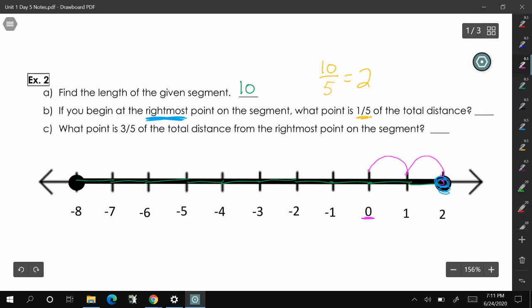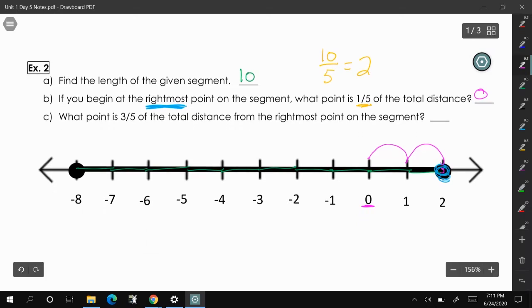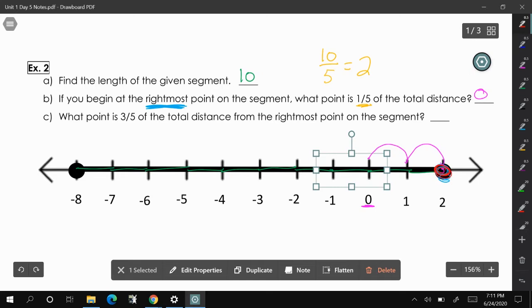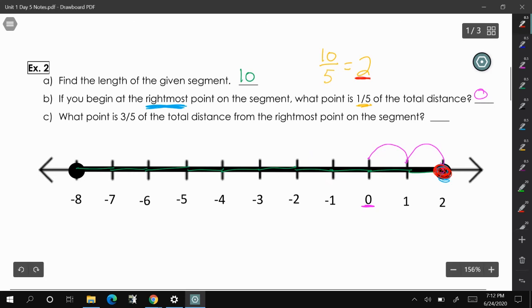And we end at 0. That is the point that we end at. Then letter C, what point is 3/5 of the total distance from the rightmost endpoint? Okay, so here we are at the rightmost endpoint again. 3/5. Well, if 1/5 is 2, 3/5 will be 6. 2 times 3. So let's move 6 units. 1, 2, 3, 4, 5, 6. And we end at the point -4.